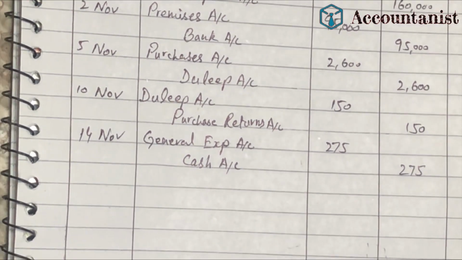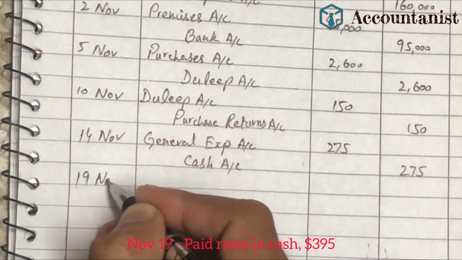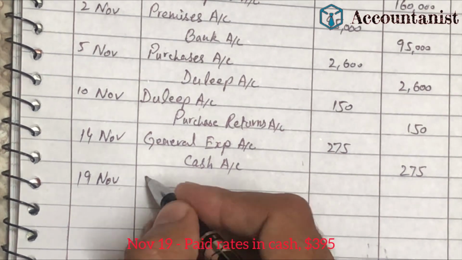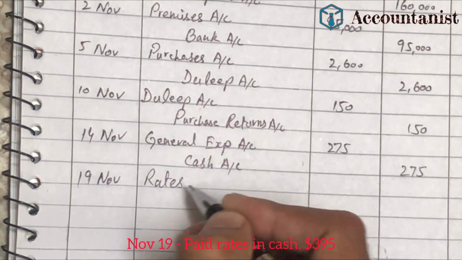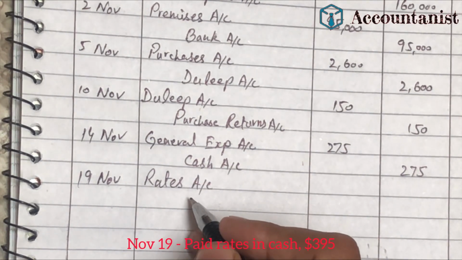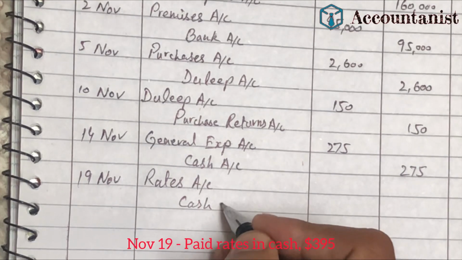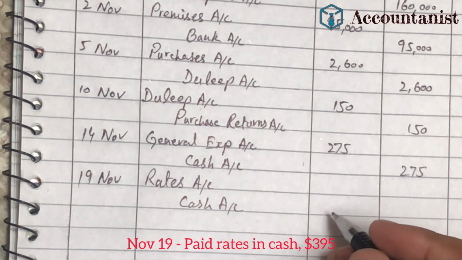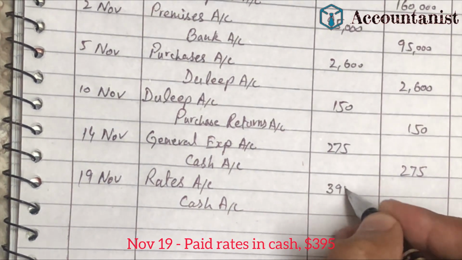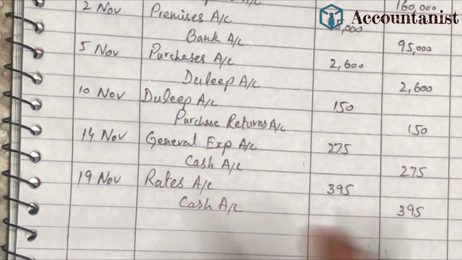Moving on to the next transaction that happened on the 19th of November. It says that we paid rates in cash. Rates is also our expense. So once the expense goes up, we are supposed to write it on the debit side, and we paid by cash, so our cash balance is going to be reduced, meaning the cash asset is going to be reduced. So we'll write on the credit side. The amount is 395. That will be recorded on both cash columns.